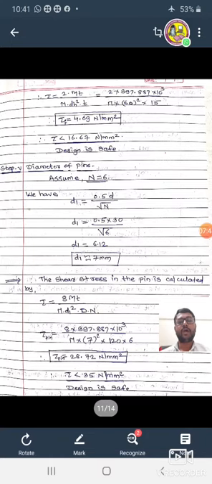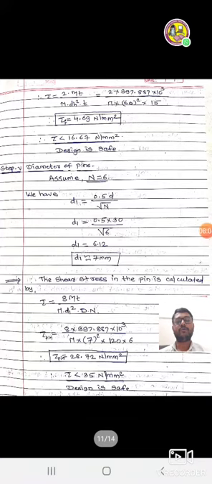Next step, diameter of pins. Here assume number of pins equal to 6. We have the equation d1 equal to 0.5 d upon under root n, means d1 equal to 0.5 into diameter of shaft, 30, upon under root n, 6, means finally we get d1, diameter of pins, as 7 mm.